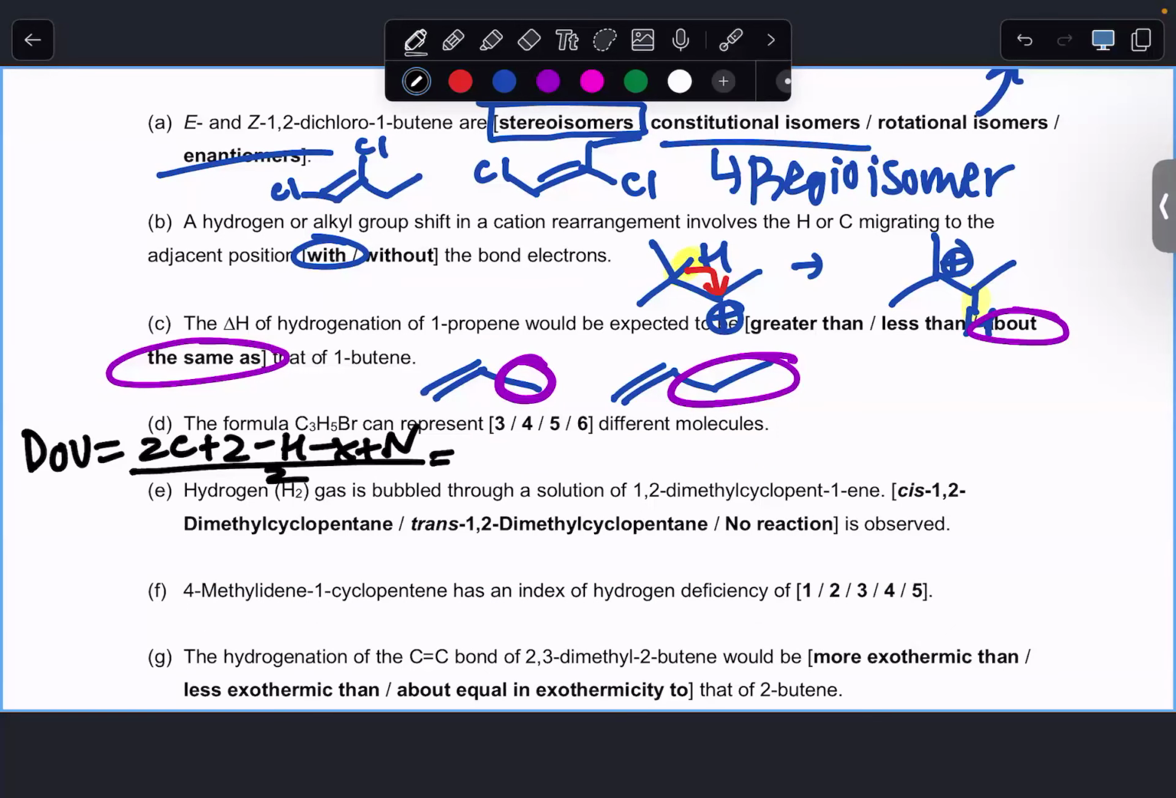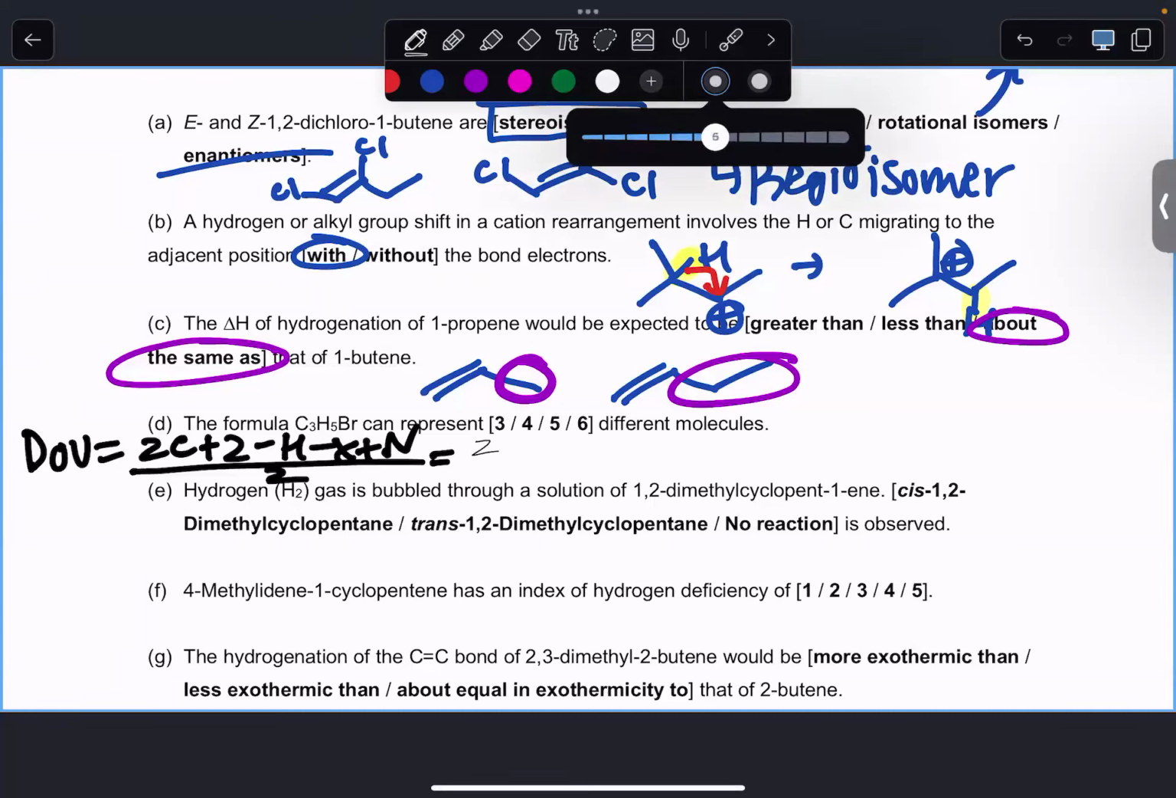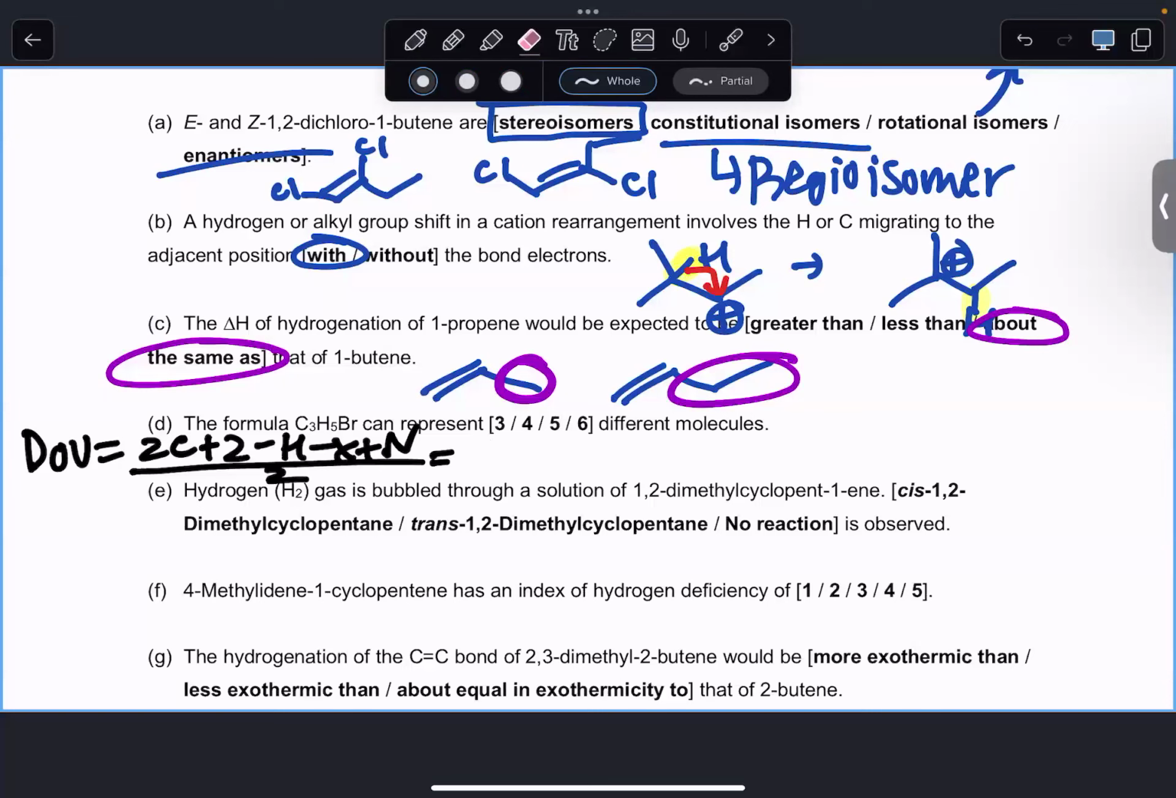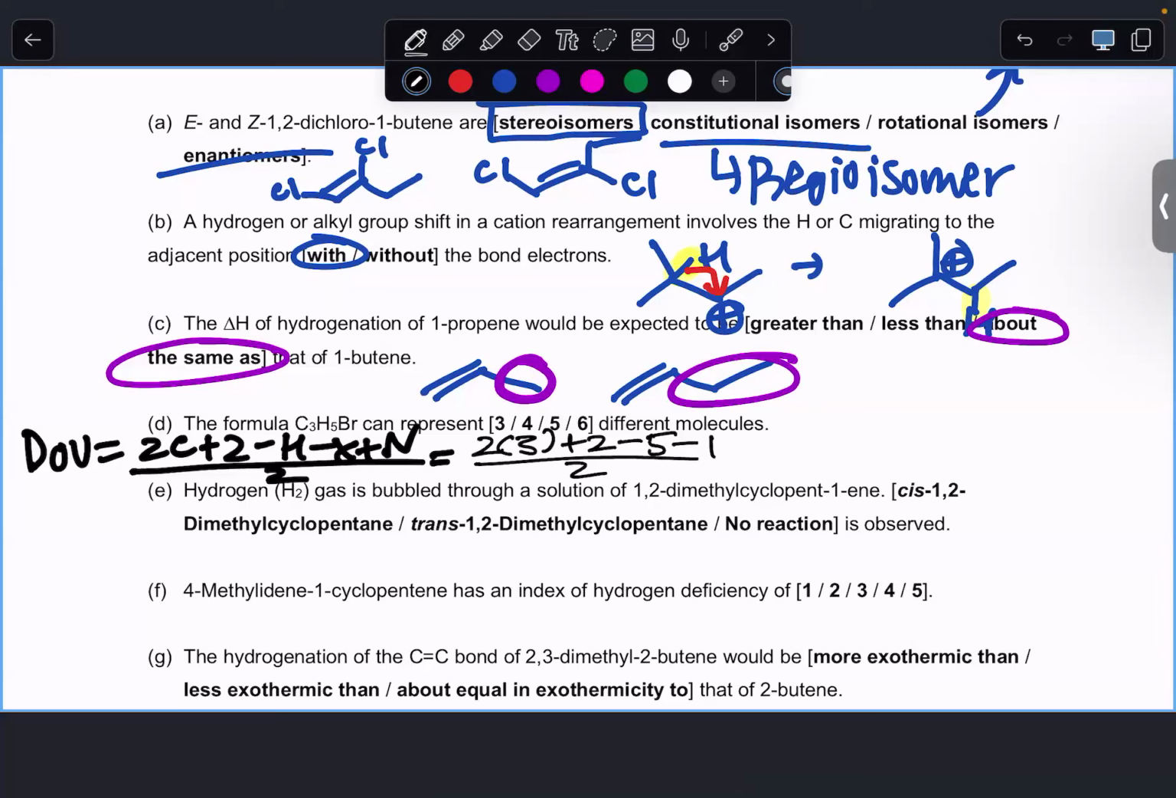We have 3 carbons, so that is going to be 2 times 3 plus 2 minus 5 hydrogens. We have 1 bromine, so minus 1, all over 2. 2 times 3 is 6. 6 plus 2 is 8. 8 minus 5 is 3. 3 minus 1 is 2. 2 over 2 is 1.